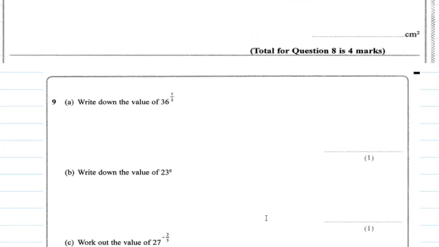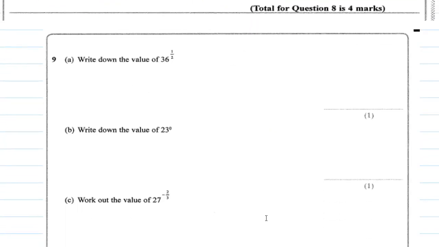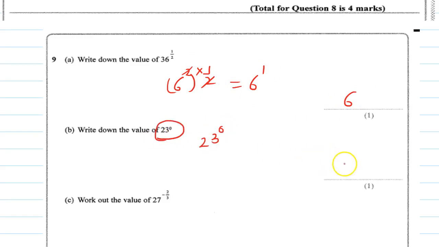Let's go for question number 9. Here it is given 36 to the power 1 over 2. So 36 you can write down 6 square, and 1 by 2 is already there, so 2 and 2 cancel, so you got 6 to the power 1, that is 6. Here any number which has power 0, like 23 to the power 0, its value will be 1.